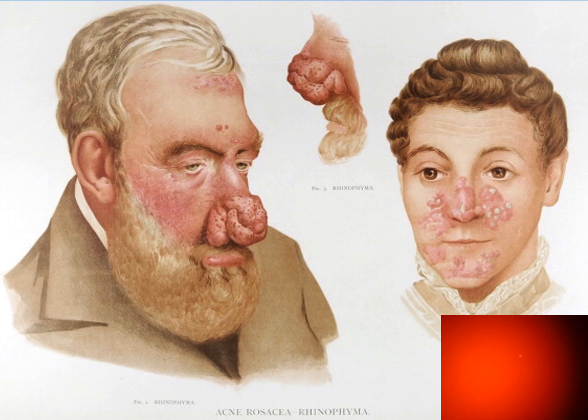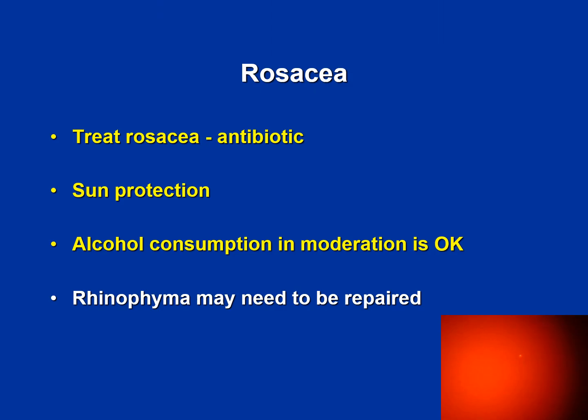Nowadays, with adequate treatment of rosacea, rhinophyma is becoming less common. If a patient has rosacea and rhinophyma, the rosacea has to be treated. The patient needs to take an anti-inflammatory antibiotic of adequate strength. The patient has to protect himself from the sun. Contrary to popular belief, rosacea is not due to alcoholism. Alcohol consumption in moderation is okay. The rhinophyma, if it causes a lot of embarrassment to the patient, may need to be repaired.